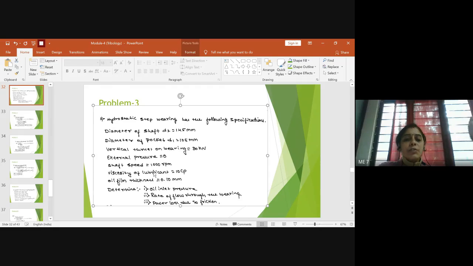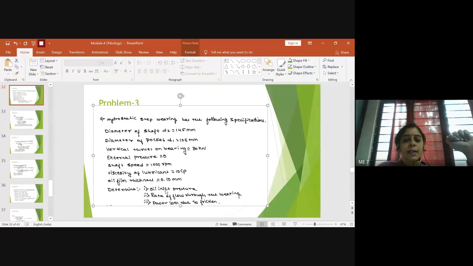Then the viscosity of the lubricant is in centipoise. We will convert that into Pascal second by multiplying by 10 raised to minus 3. Then the oil film thickness is given again in mm. It is 0.10 mm. Later we need to convert that into meters. So now again as usual you need to determine the three values: the oil inlet pressure, the rate of flow and the power loss.